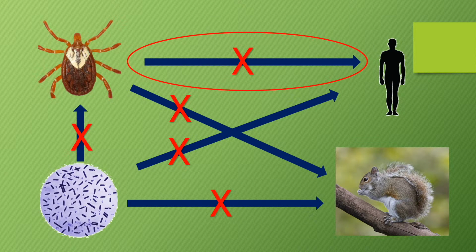We will initiate this plan by first breaking the vector to host link. Avoiding tick bites is the simplest way to break this link, and there are several measures that will be taken to avoid these bites. First and foremost, the parks where the vectors are present will be closing temporarily to the public until there's evidence of a decrease in positively tested ticks and squirrels. However, vaccinated hunters will be allowed in to hunt squirrels as part of the control plan.